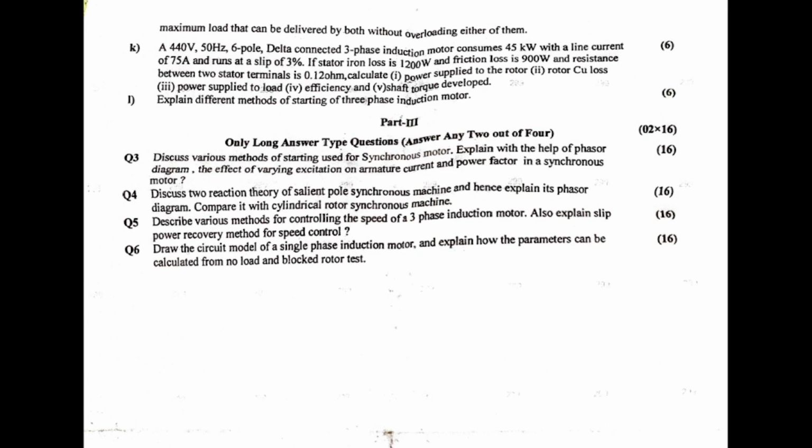डिस्कस टू रिएक्शन थ्योरी ऑफ सेलिएंट पोल सिंक्रोनस मशीन एंड हेंस एक्सप्लेन इट्स फेजर डायग्राम. कंपेयर इट विथ सिलेंड्रिकल रोटर सिंक्रोनस मशीन. देन डिस्क्राइब वेरियस मेथड्स फॉर कंट्रोलिंग द स्पीड ऑफ ए 3-phase इंडक्शन मोटर. ऑल्सो एक्सप्लेन स्लिप पावर रिकवरी मेथड for speed control. Draw the circuit model of a single phase induction motor and explain how the parameters can be calculated from no load and blocked rotor test.